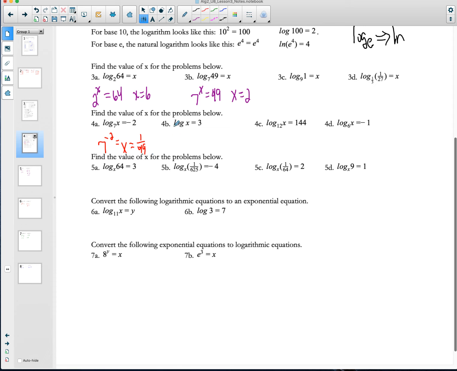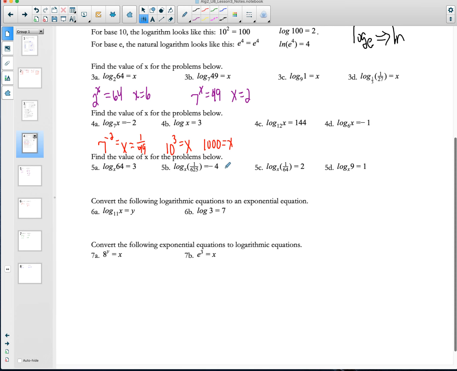Now, here's one of those special examples. Notice this is log of x is equal to 3. If it's just log, that means we are in terms of base 10. So that's really 10 to the 3rd power is equal to x. You could leave it like that if you want, or you could write it out: 10 to the 3rd power would be 1,000, and that's what x would be. Once again, what I'd like you to do is try 4c and 4d.